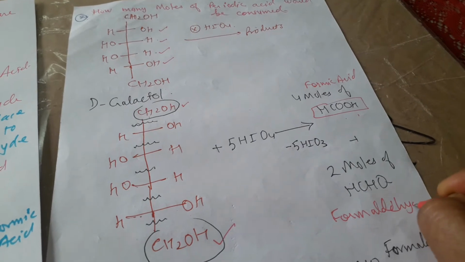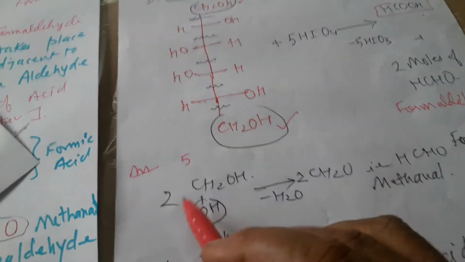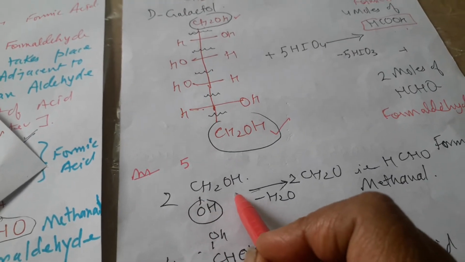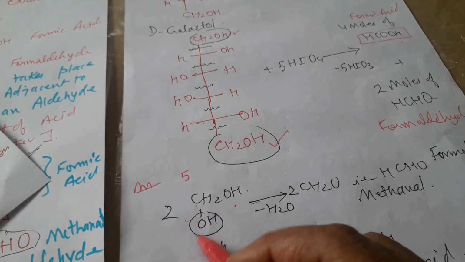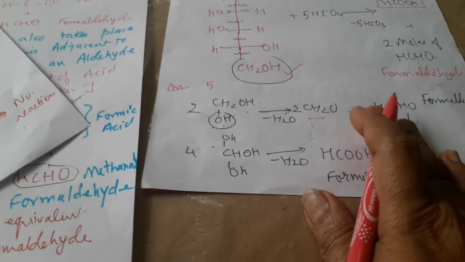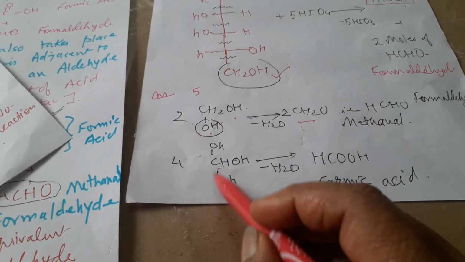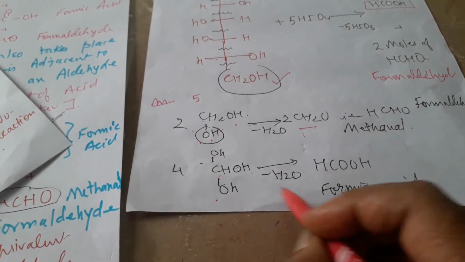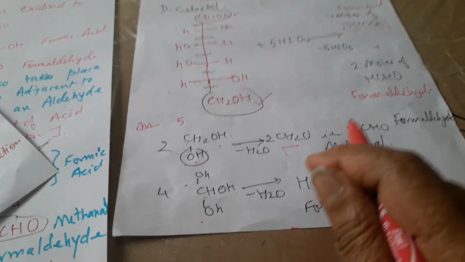And I have explained this again, but I don't think it is required now. For CH2OH, you have to add only 1 OH, and then water will be lost, so you will get CH2O, that is HCHO. And if it is CHOH, you have to add 2 OH, and water will be lost here, giving formic acid. Clear? So these are 2 examples. Now we will discuss more examples.